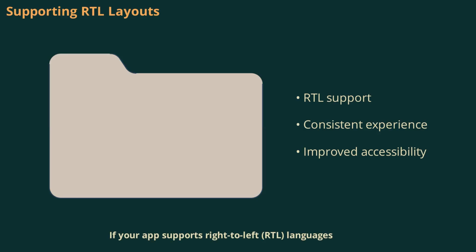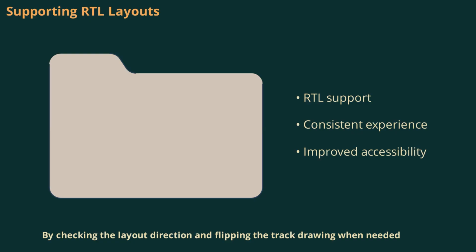If your app supports right-to-left (RTL) languages, it's important to ensure your custom slider works correctly. By checking the layout direction and flipping the track drawing when needed, you can make sure the slider behaves as expected in all languages. This attention to detail improves accessibility and ensures a consistent experience for all users.